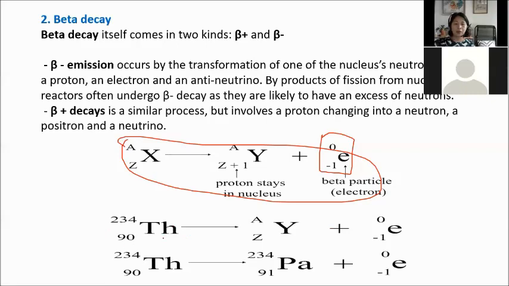Okay, so for example, we have Th. Hanapin ano ang A, Z, and Y. So using that formula, walang pagbabago sa mass number. Still 234. And for Z, just add 1. And then identify ninyo itong mass number and atomic number. Then this is equivalent to Pa.